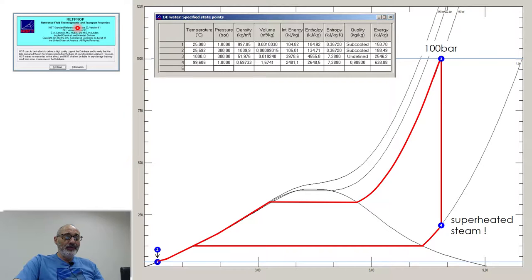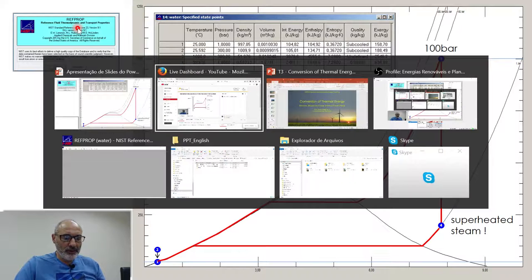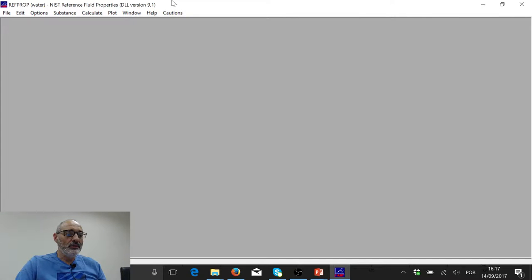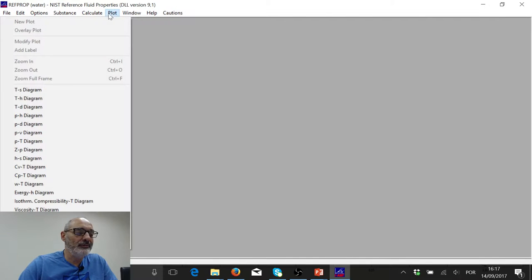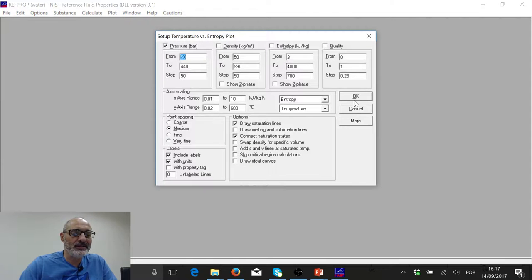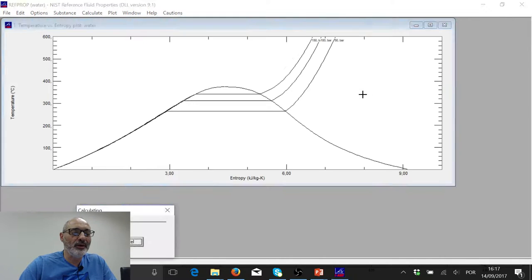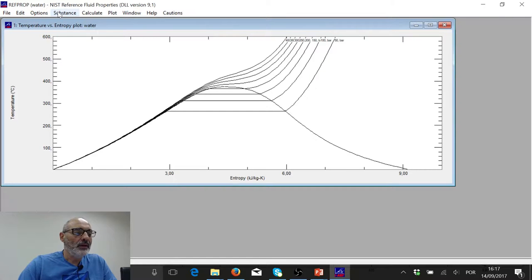And RefProp, I have it here, I'm going to show you. You can use it as standalone software, but you can also incorporate it in an Excel spreadsheet, or in a LabVIEW application, or in C++ or in Fortran. You can link it with a MATLAB application and so on. In this class, I'm using it as standalone software. You can do a lot of stuff with it. You can plot diagrams, for instance, the temperature-entropy diagram for water, okay? You can do a lot of things.